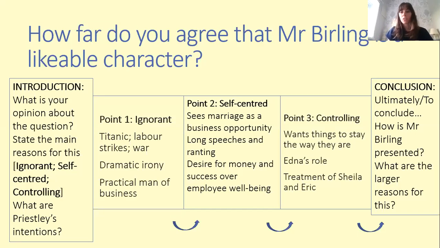So the first thing that I'd like you to imagine yourself doing with a question like how far or to what extent is to imagine a spectrum. Consider one end labelled, I don't agree that he's very likeable, and the other saying, yeah, I do agree that he's likeable. Think about where you sit on that line, just that initial gut instinct. Then it's about locating what moments and what it is about Mr Birling's character that makes us feel that way.